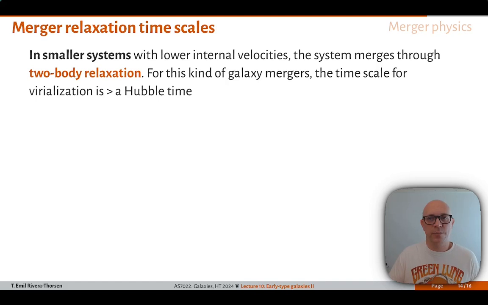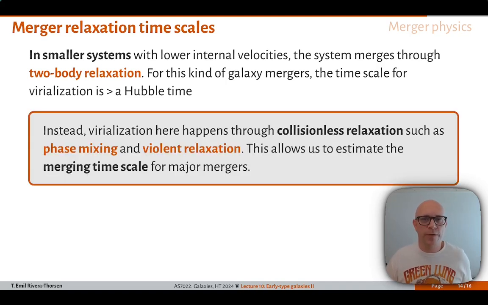For this kind of galaxy mergers, the time scale for virialization, that is for the stars to settle into an energy equipartition equilibrium where the virial theorem is valid, that time scale is larger than a Hubble time. So we would not expect to see a lot of virialized galaxies in the universe, but we actually do see quite a few of them.